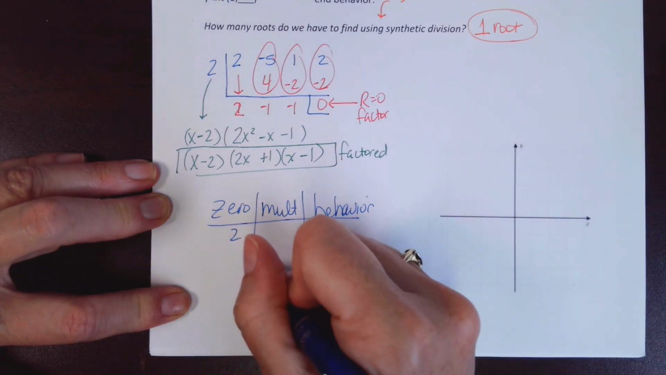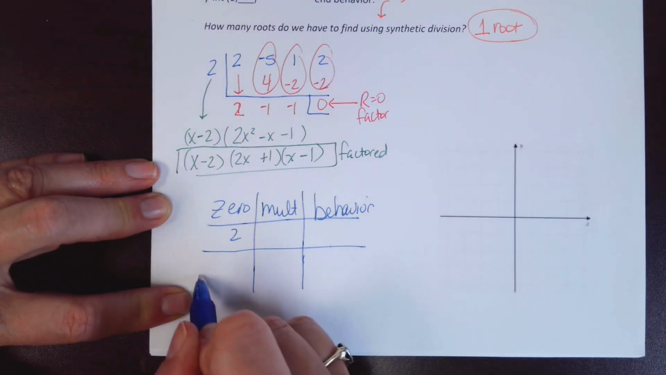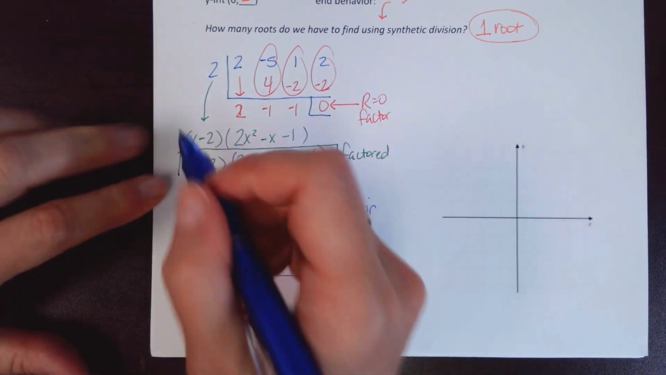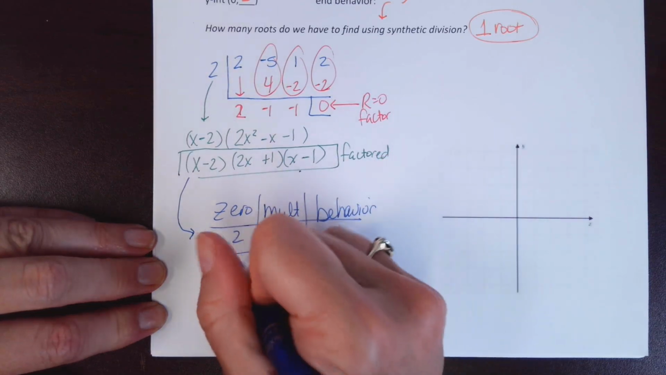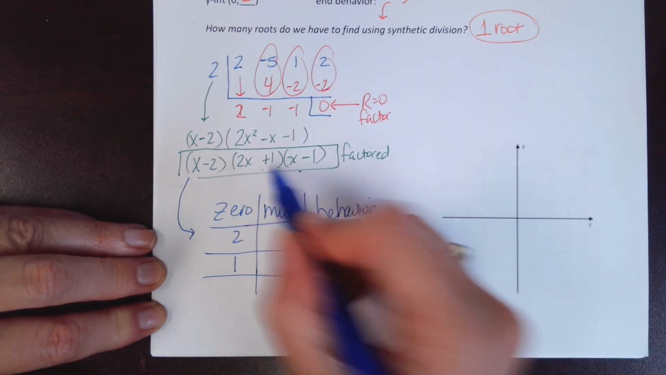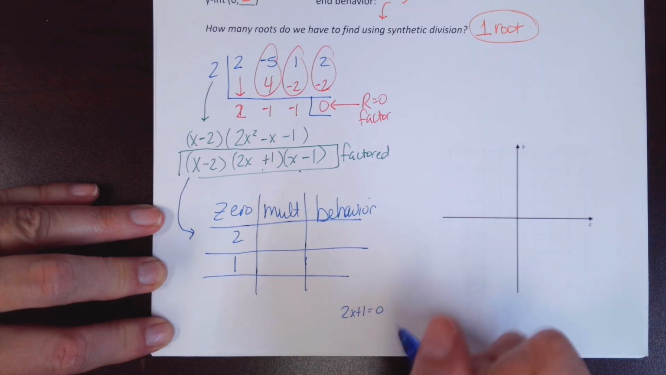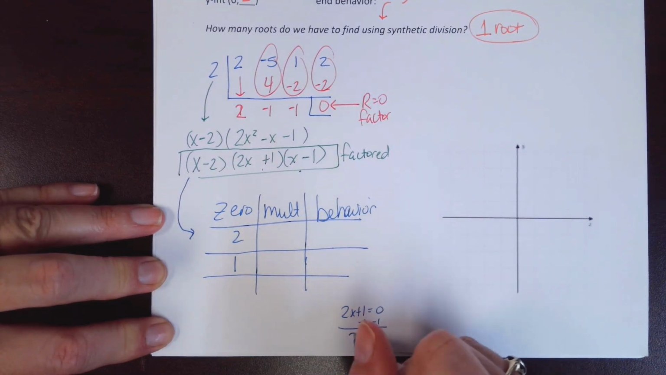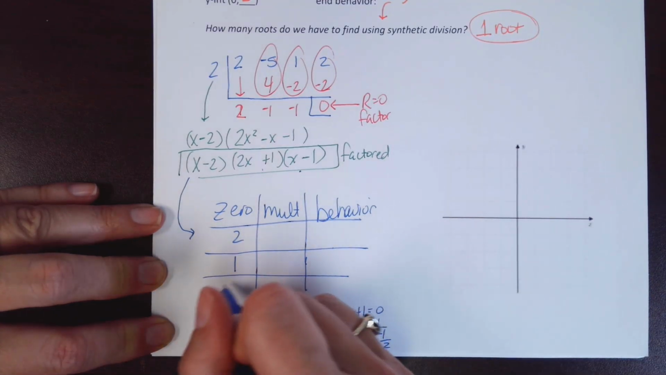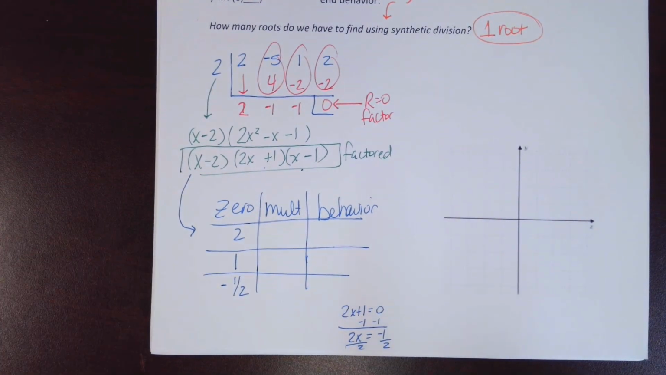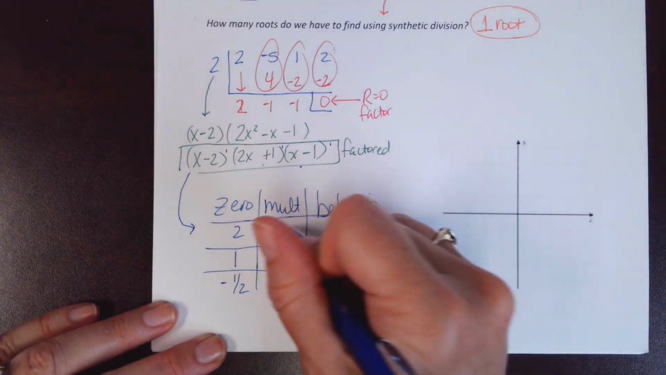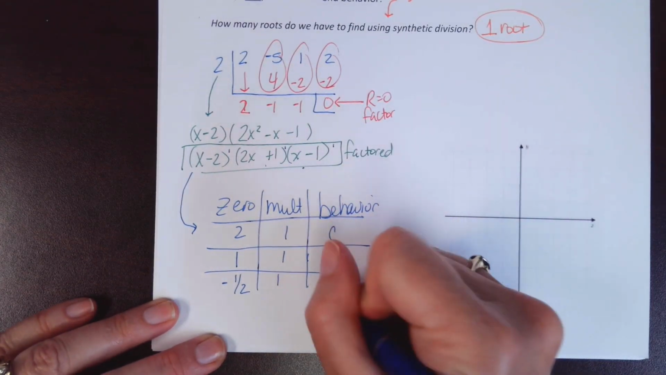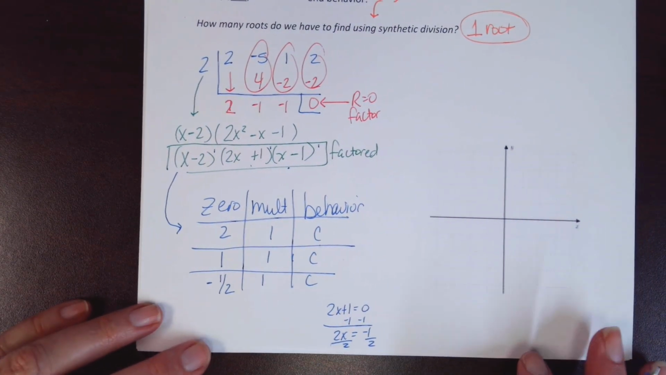I think about setting each of those factors equal to 0 to find my roots. I've already got this one right there. This one's easy. If I set that equal to 0, I get 1. I need to do a little work: 2x minus 1 equals 0. Divide both sides by 2, and I get a root of negative 1/2. The multiplicity on each of these factors is 1, which is an odd number, so I'm going to cross the x-axis at each of those values.